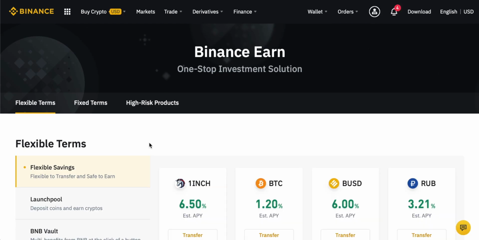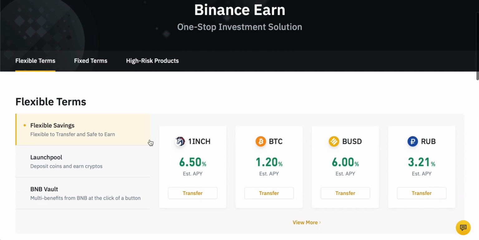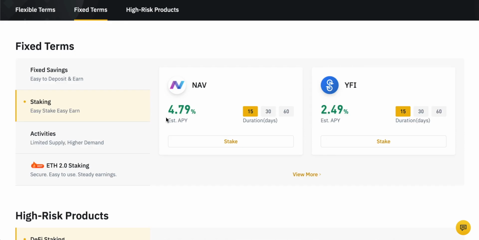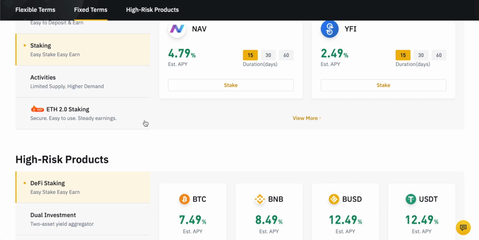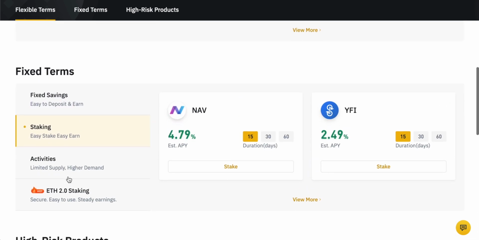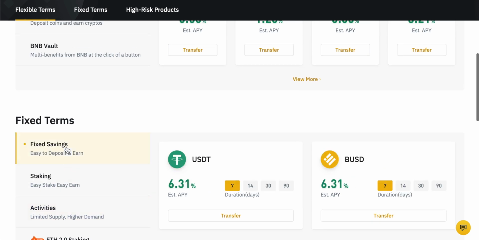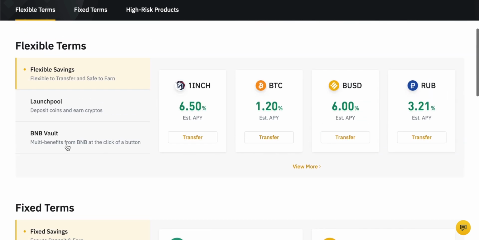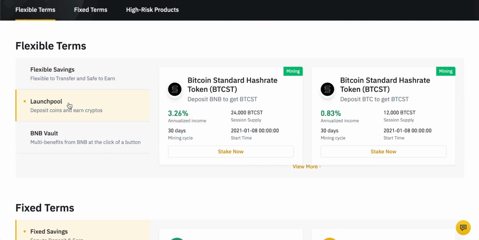Because this video is specifically about staking coins on Binance, there are a few products that we're not going to touch on in this video. All of the other products are slightly different. They're in the same area though, so it can be slightly confusing, but dual investments, liquid swaps, they're kind of different. Activities are different as well. Fixed savings is also different. BNB Vault and Launch Pool. These are all different types of investments. They do produce returns on your coins though.